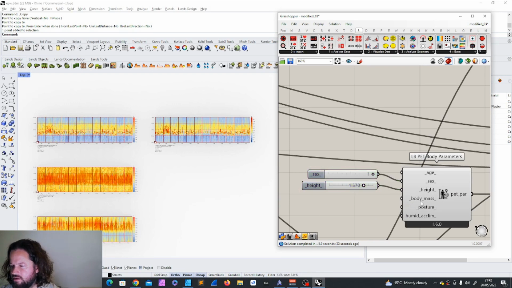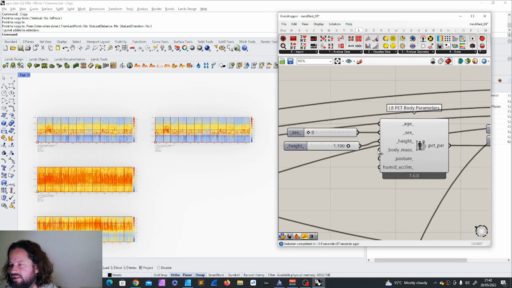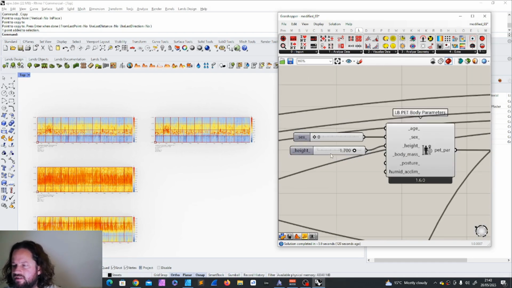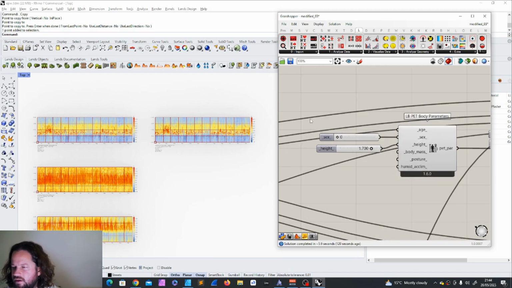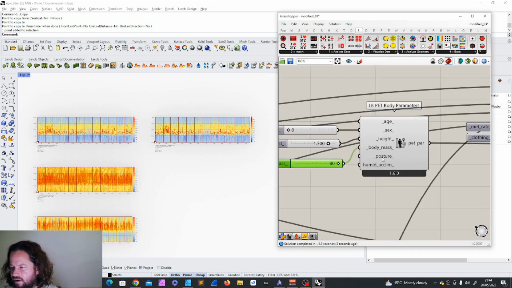Okay, body mass. Yeah, let's keep that. You can play with that if you want to estimate yourself and you have the data. Perfect. Men probably have more body mass. Just leave this here. Body mass probably different for men here. Let's say 80 kilos probably.